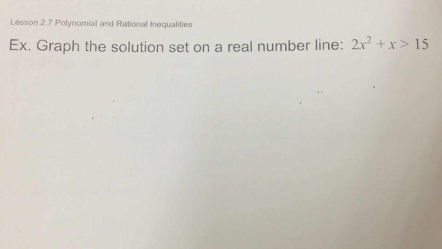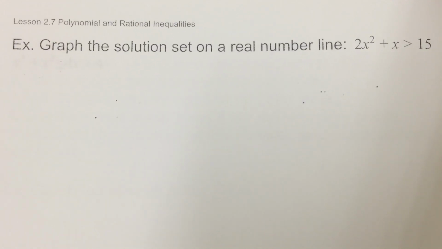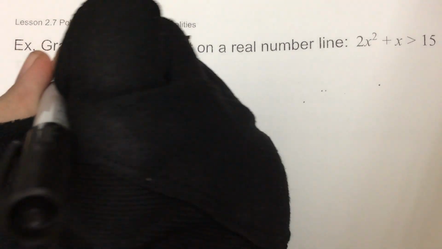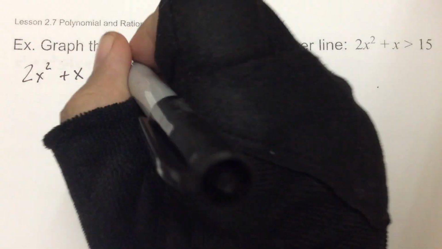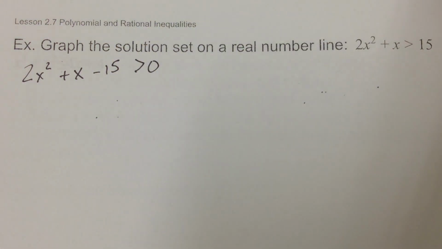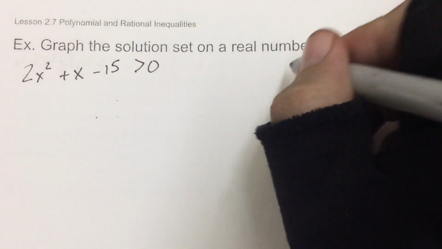So let's do one. We're going to graph the solution set on a real number line of 2x squared plus x greater than 15. So the first thing we've got to do is move this 15 over, and so we would have 2x squared plus x minus 15 being greater than 0. From here we're going to solve.